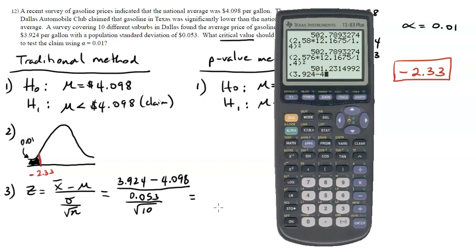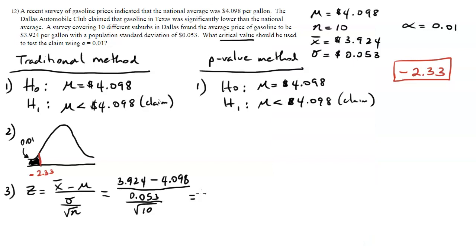3.924 minus 4.098, close parenthesis, divided by 0.053 divided by square root of 10. Make sure you put your numerator and denominator in parentheses, right? Numerator in parentheses, denominator in parentheses, or else your calculator is going to do some strange stuff. Z value, negative 10.38. That's the test value, negative 10.38.